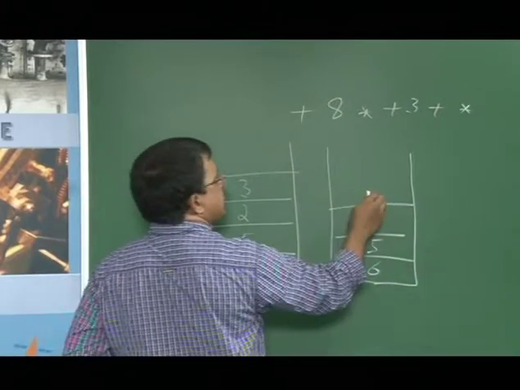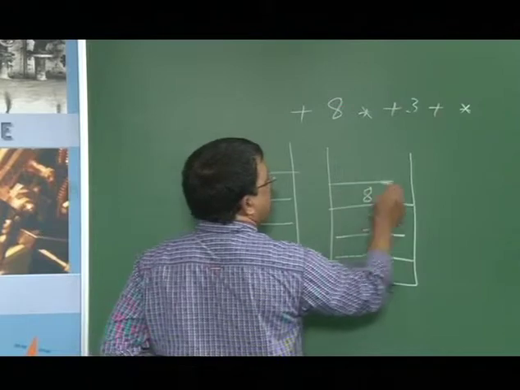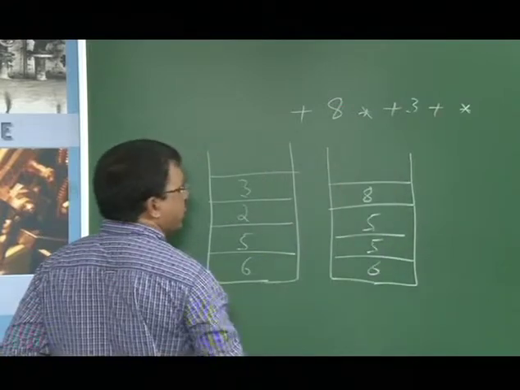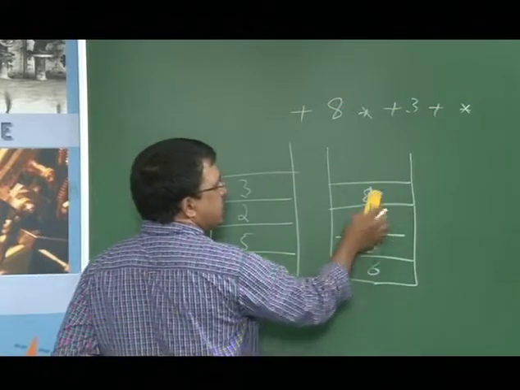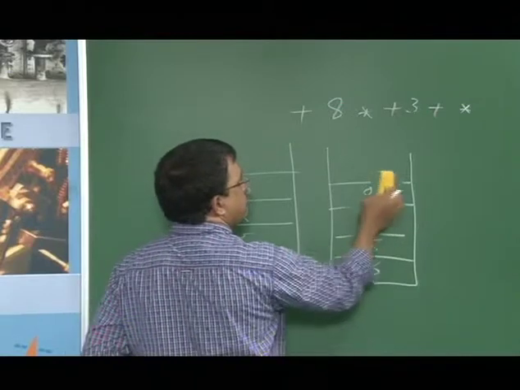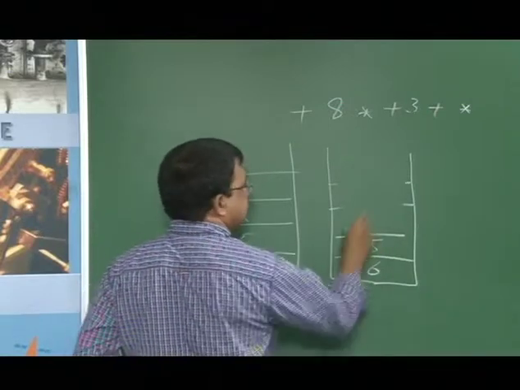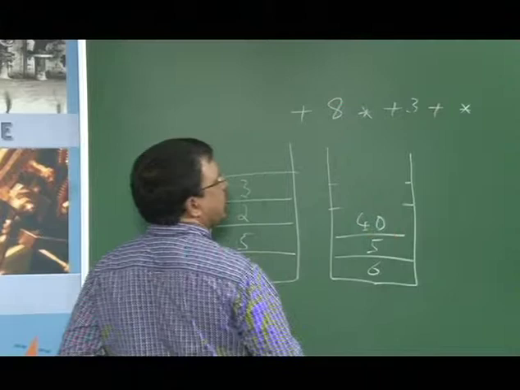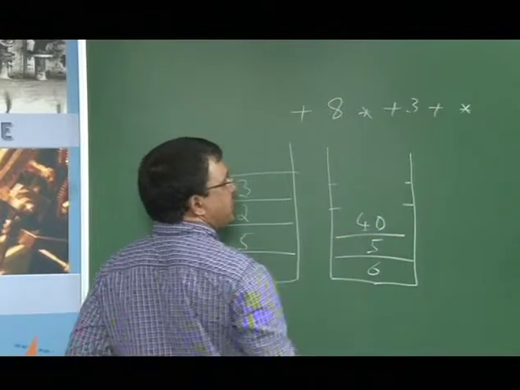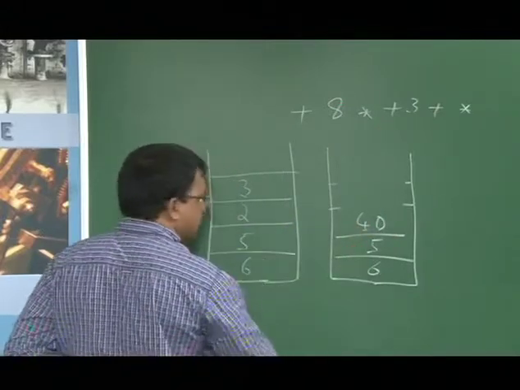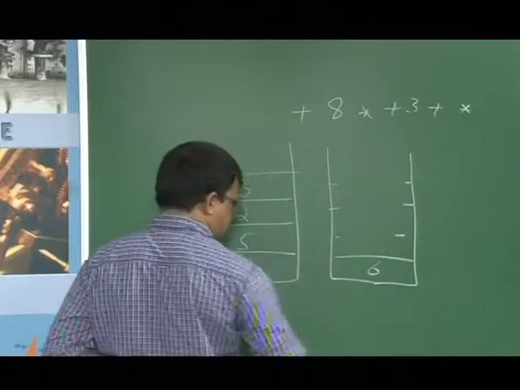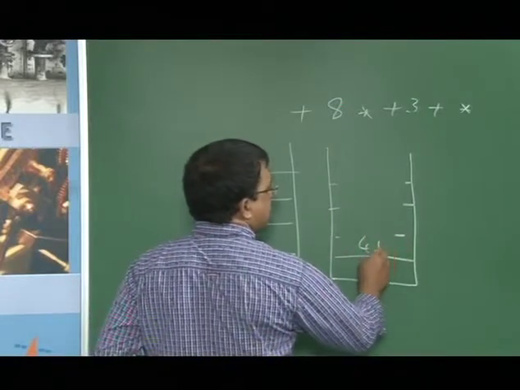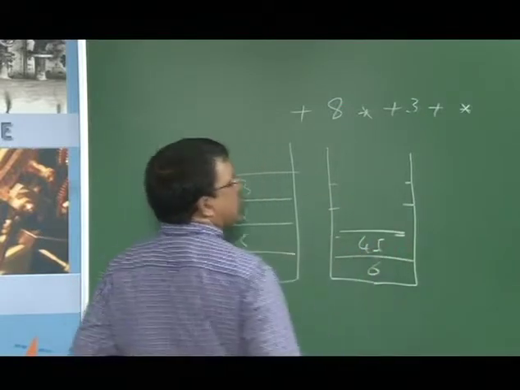Then what do I see? I see the number 8. Then I see star. What do I do? 8 multiplied by 5 is 40. So 40 is pushed onto the stack. Okay. Then what do I see? I see a plus. 40 plus 5, that is 45. So 45 gets pushed onto the stack.